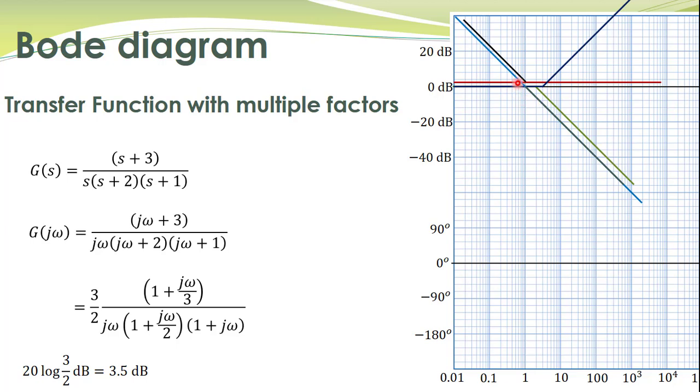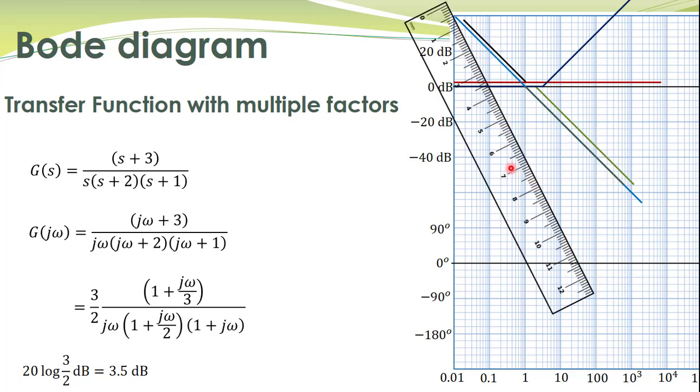We have one graph for this blue line and another graph for this factor, which was this one. The slope of this line is minus 20 dBs per decade. The slope of the other line is also minus 20 dBs per decade. So if you add the two lines, you will have a line with a slope of minus 40 dBs per decade.